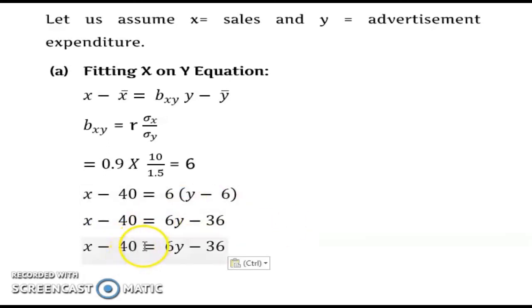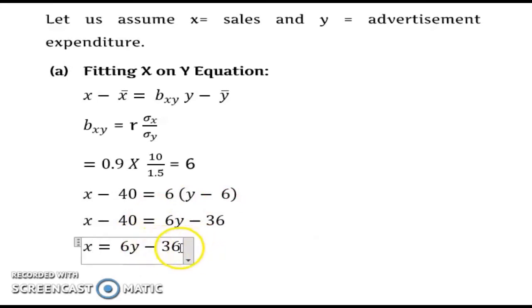I'm taking this to the right side. So that will become plus 40, right? It was minus 40. When it goes to the right side, it will become plus 40. So next, therefore x is equal to 6y, that is our x on y equation, 6y minus 36 plus 40, which is equal to minus 36 plus 40, which is equal to plus 4.